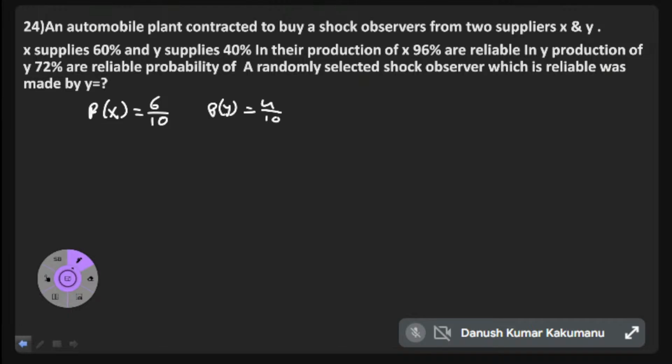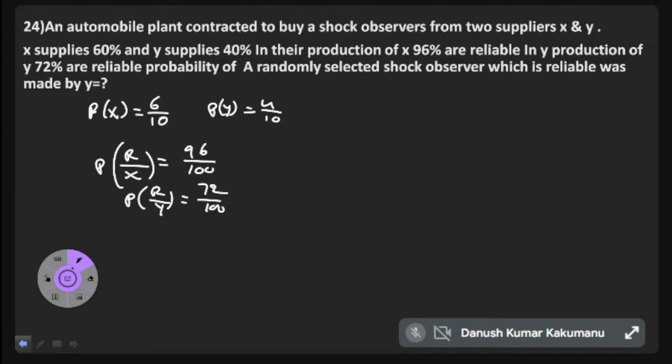One more event is required. In the last question, what is the event we have? Defective. Here, one more: reliable. Reliable in X production. How much is reliable in X production? 96 percentage, 96 by 100. What is the reliable in Y production? 72 by 100.